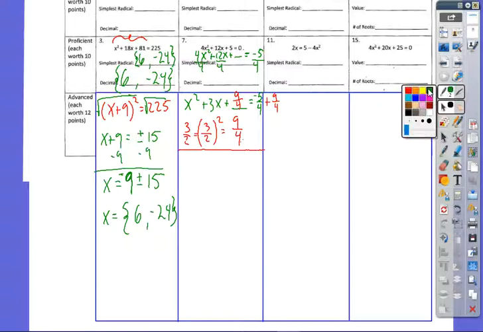All right, so we have x squared plus 3x plus 9/4. But wait a second. What can this be factored to? What can that be factored to? Someone I have not heard from yet. Grace?